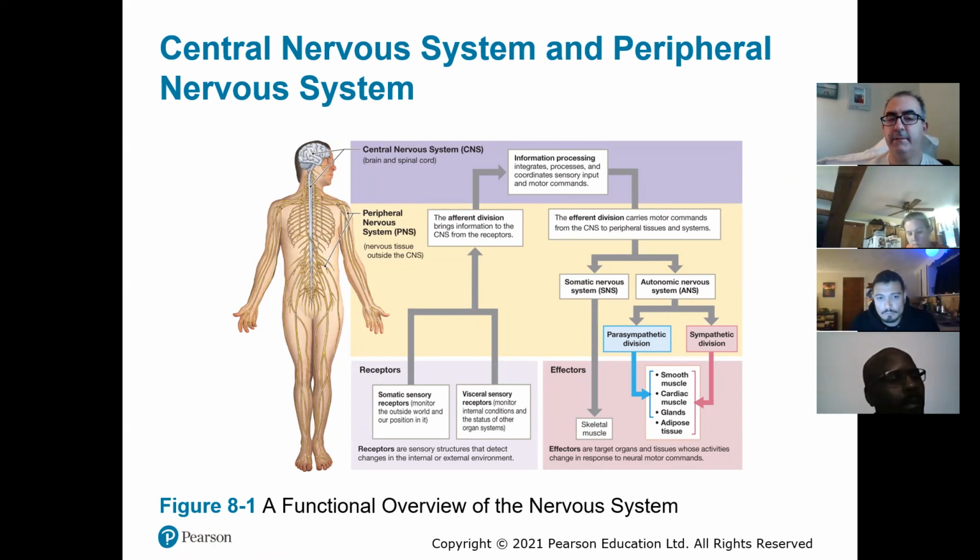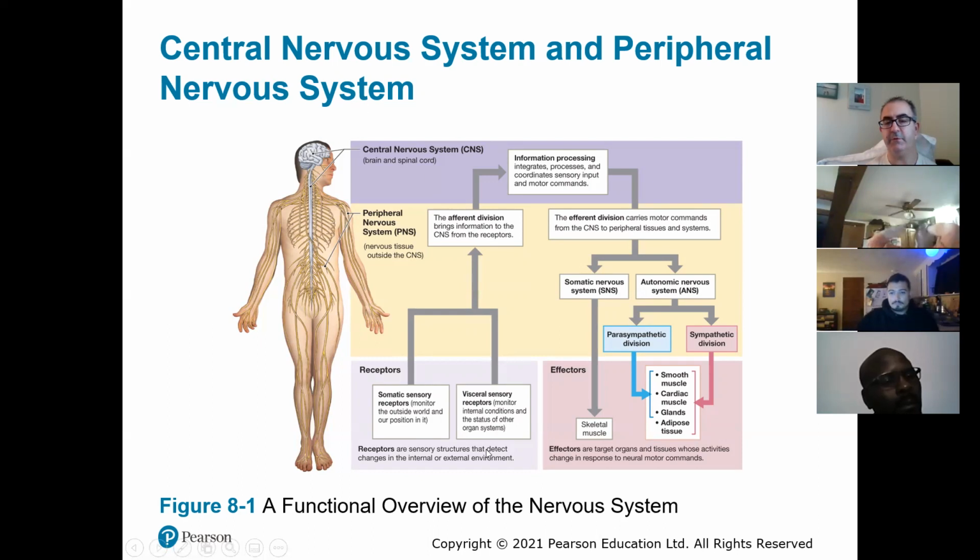So the afferent division is basically bringing in information from my body to my brain, right? So there is what's called somatic sensory receptors, and there are visceral sensory receptors. Somatic sensory receptors monitor the outside world, right? These are what we think of as our senses. Touch, temperature, taste, smell, all those things are somatic sensory receptors. And when anything stimulates those receptors, that information travels through afferent neurons to your brain.